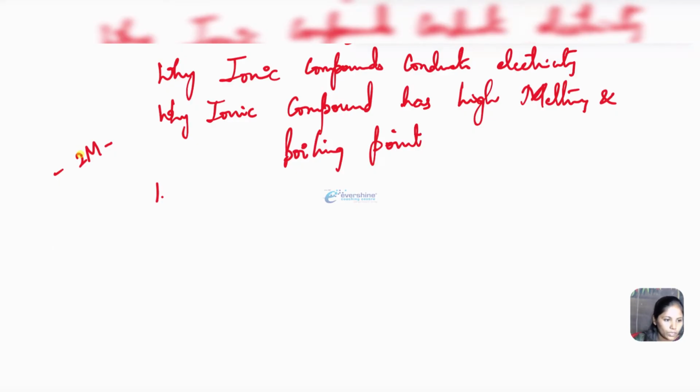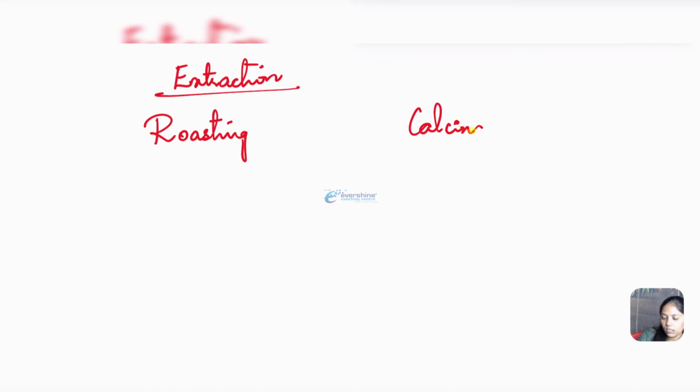Another important question: how to extract the metals? Extraction. The extraction of metal from its ore is called metallurgy. In extraction, the important topic is roasting and calcination. Every time in the exam they'll ask for the difference between roasting and calcination. So what is roasting and what is calcination?